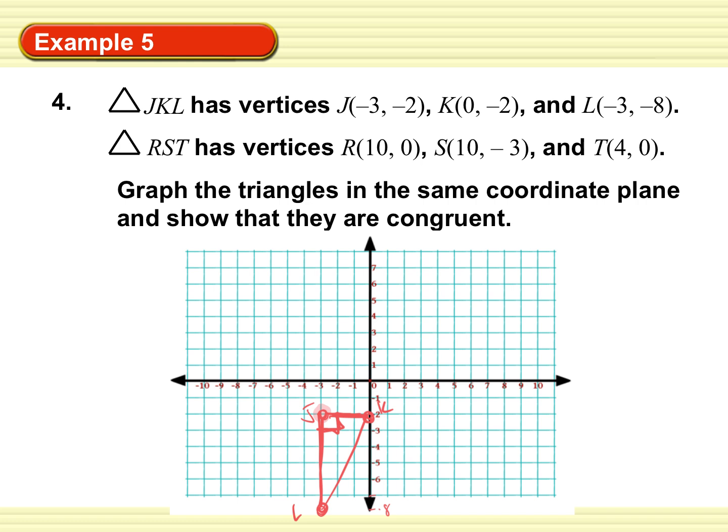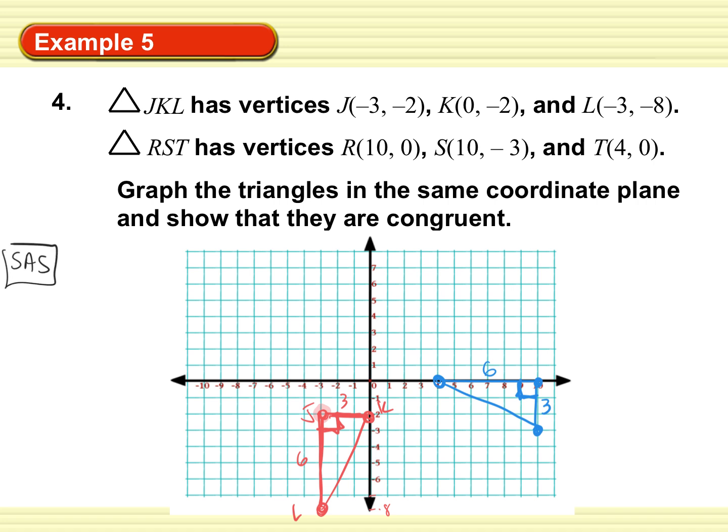When I go to the other triangle, I go to 10, 0, I go to 10, -3, and I go to 4, 0, and I draw it out. And again, another right angle here. So it says graph the triangles and show they're congruent. Well, if I just count the sides, I know that this side here is 6 units long and this one is 3. And I know that this one is 3 and this one is 6, because vertical and horizontal lines are easy to tell. So I could actually prove these triangles are congruent for many reasons.